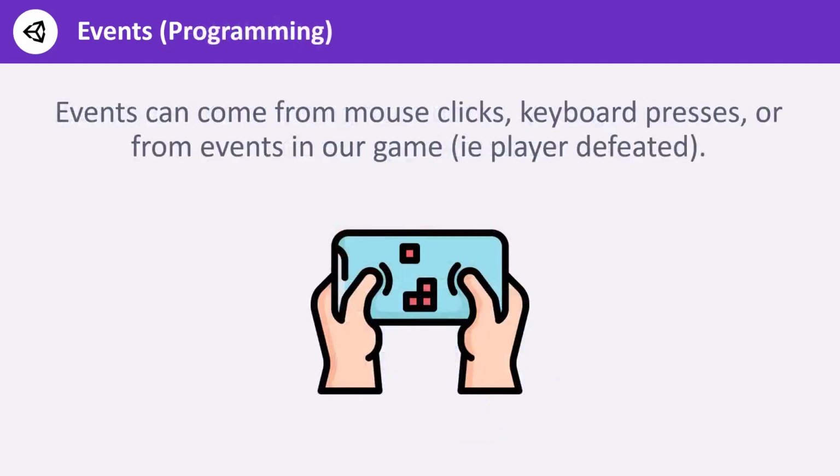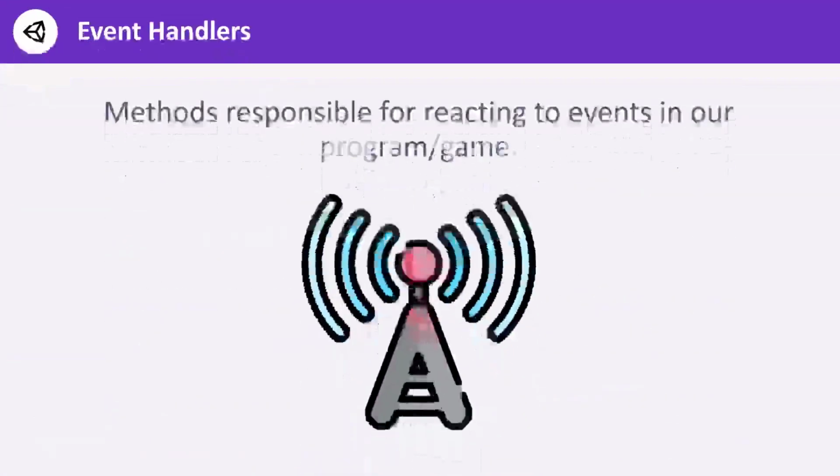In some cases, we may not be interested in executing code immediately. Instead, we may want to wait for an event to occur before doing anything else. Events can be created from anything. For example, we may want to move the player when a button is pressed. Another example would be when the player is defeated. This leads us to event handlers. An event handler is a method responsible for performing logic during an event.